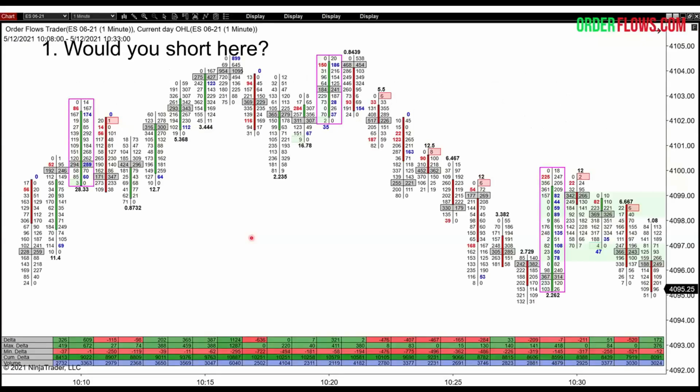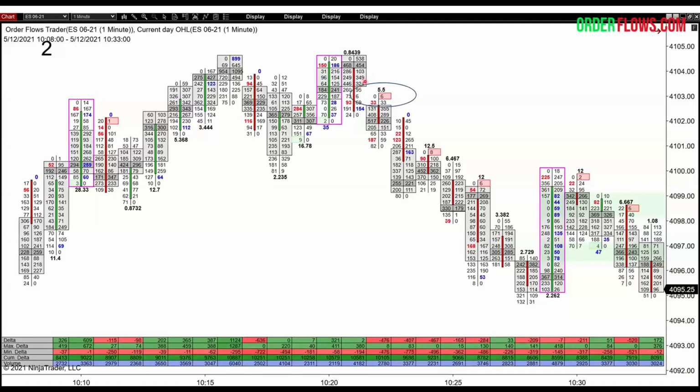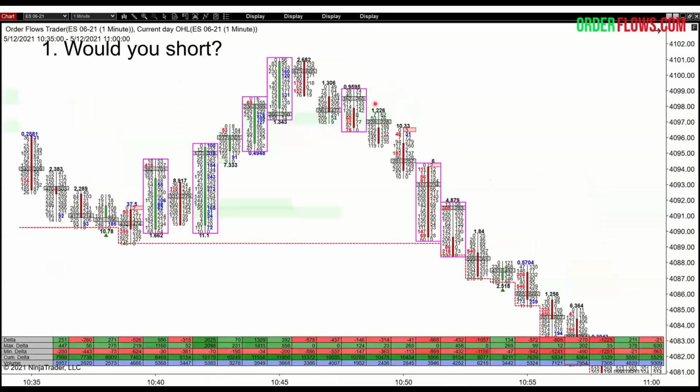So basically, this is that chart I was showing you earlier. Would you short here, right? Some people would, some people wouldn't. But when you start looking at the value areas, right here, you got that big gap in the value area, right? Would you get short here? Market's starting to rally, right? You're seeing stacked buying imbalances. You're seeing multiple buying imbalances here. You're seeing positive delta. Then it just sort of stops here.